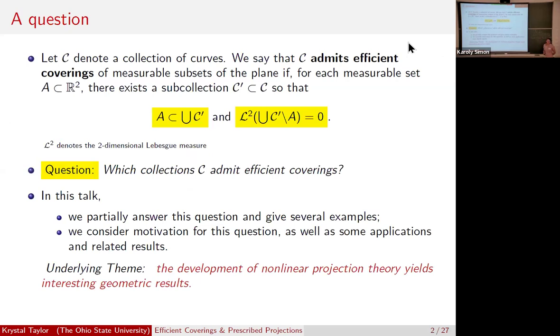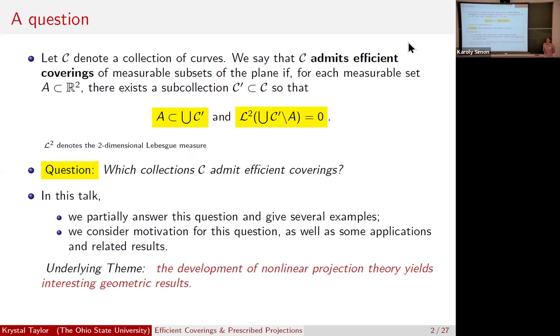I begin with a question, and this will be our theme throughout. So here we let script C denote a collection of curves, and we give a definition.